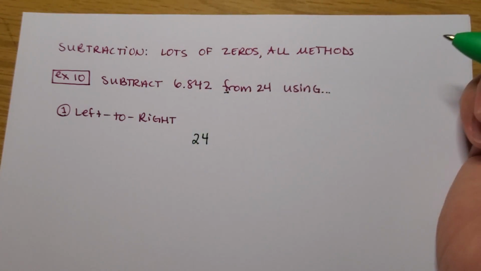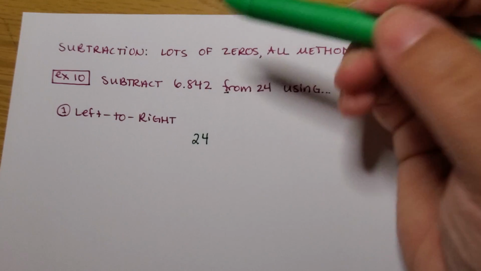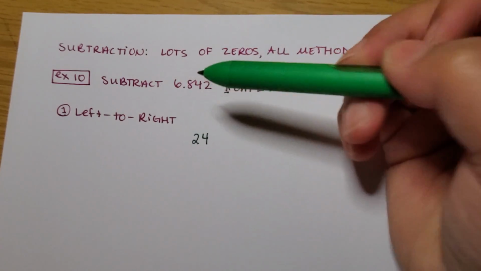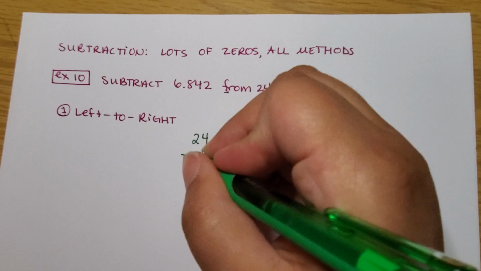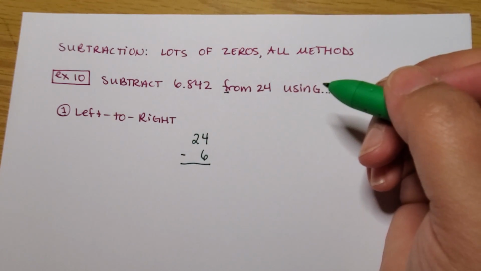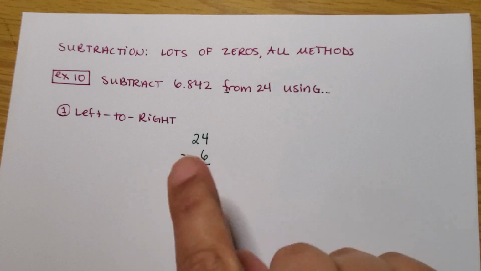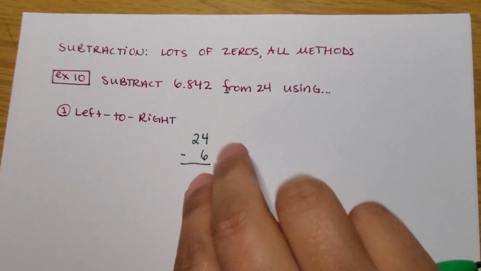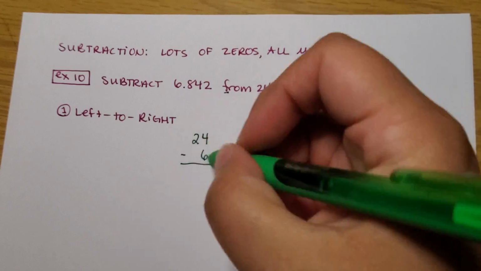Then we're going to subtract going from left to right. So the first digit on the number we're subtracting is the 6. So we're going to take 6 away. And we can count down for this one. So 24, 23, 22, 21, 20, 19, 18. So I end up with 18.